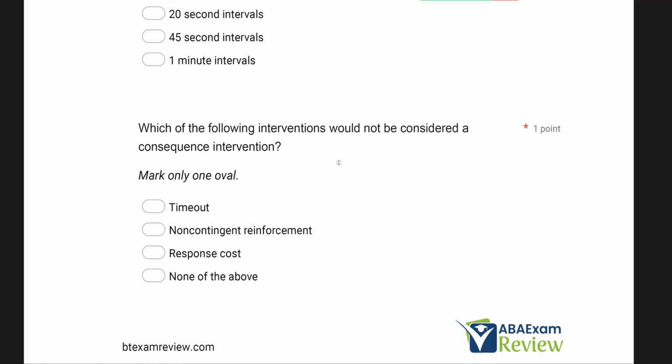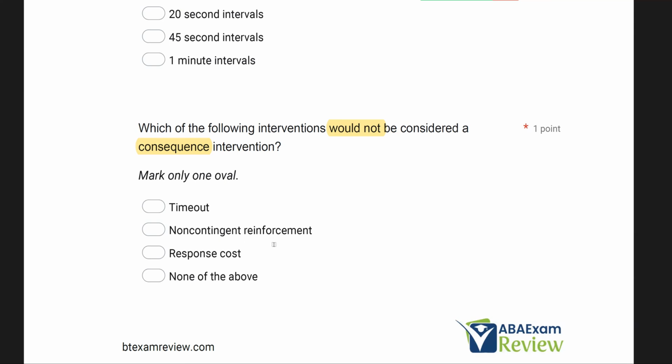Which of the following interventions would not be considered a consequence intervention? Let's finish with a pretty easy one. Consequence intervention, of course, is going to happen after the response. So we're looking for the intervention not considered that. Well, what about A, timeout? Timeout would follow the response because timeout would be a punishment procedure for a response. A response cost would also be a punishment procedure following a response.